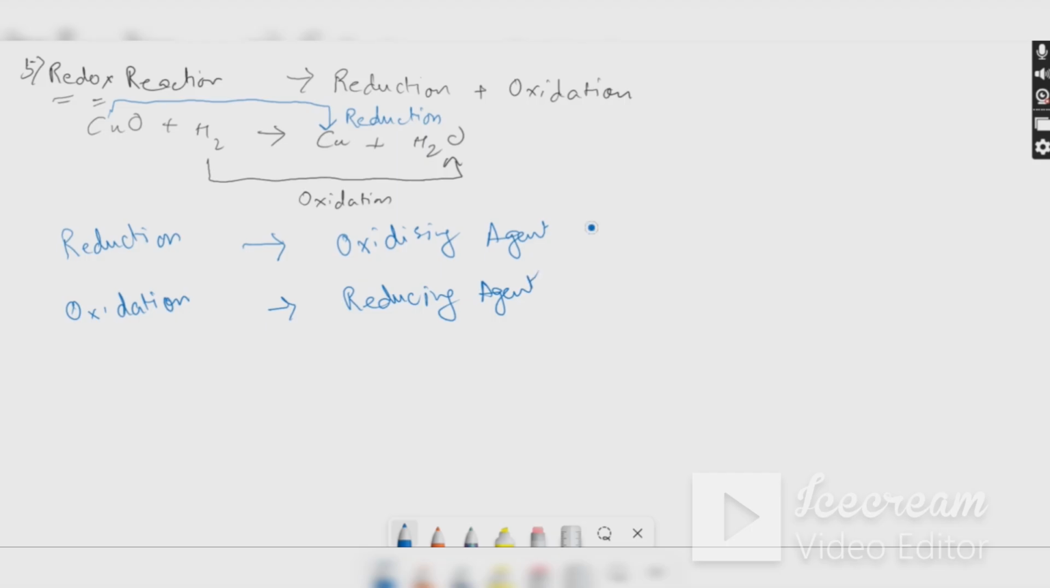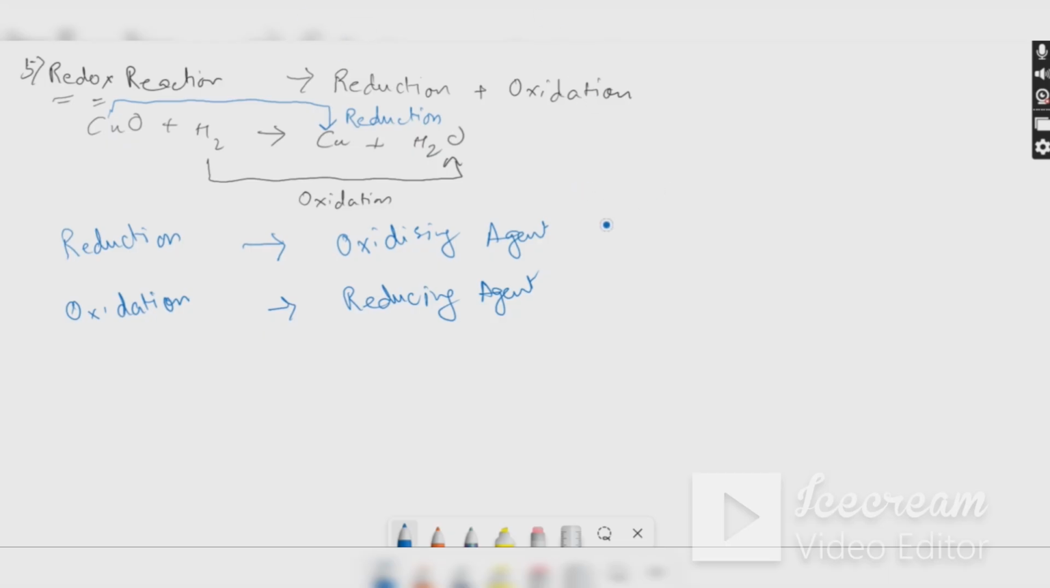Alright. So when I said reduction is taking place, whose reduction is taking place? CuO. So CuO is losing an oxygen. So this is the oxidizing agent. Hence it is getting reduced. H2 is gaining an oxygen. So H2 is the reason why reduction is taking place. So that is the reducing agent.